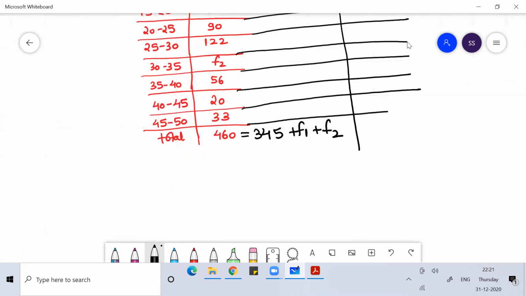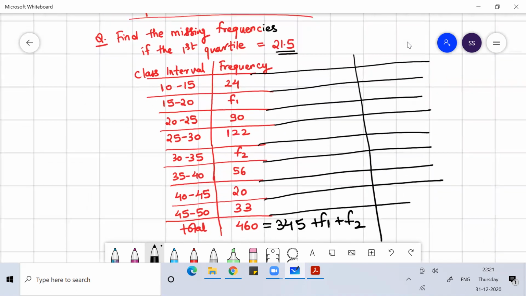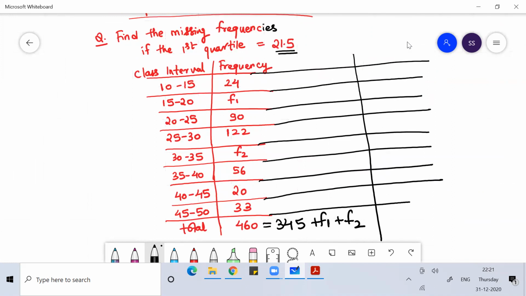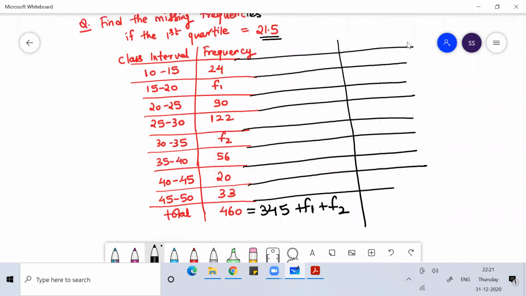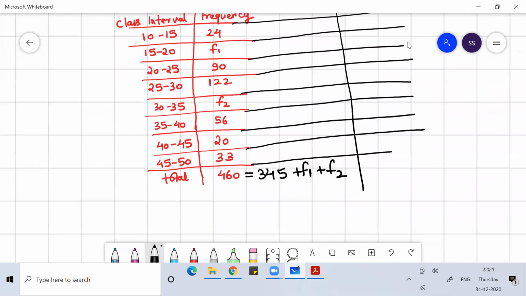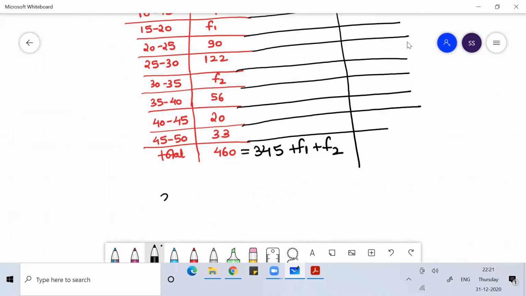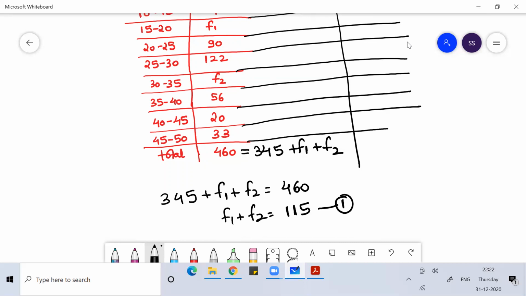So with this, I'll generate the first equation. You have to understand basic mathematics. If two unknown variables are there, here we have to determine two unknown variables, then we need two equations also. So one of the equations you'll get from the sum total of frequency, which is given as 460. So altogether I can write 345 plus F1 plus F2 equals 460. So I can say F1 plus F2 will be equal to how much? This will be equal to 115. This is your first equation.